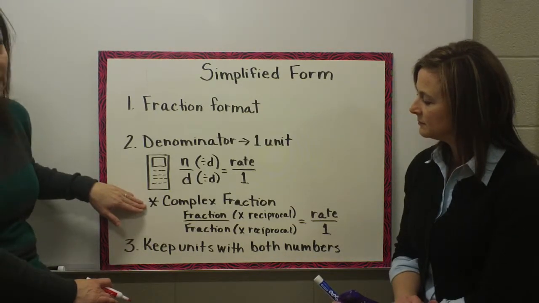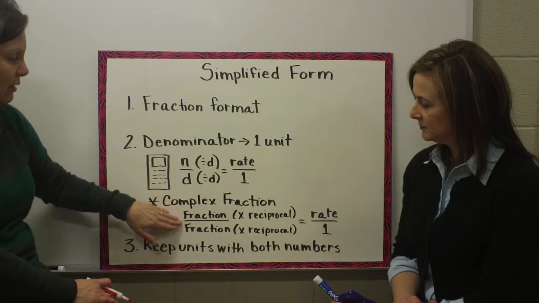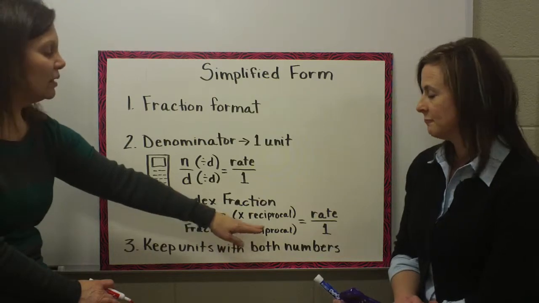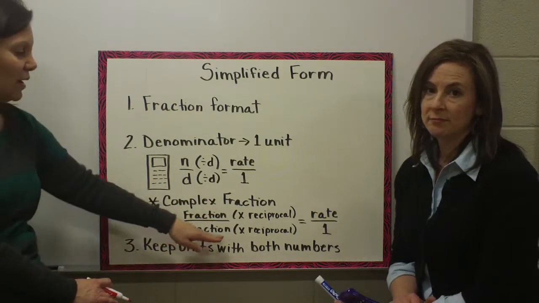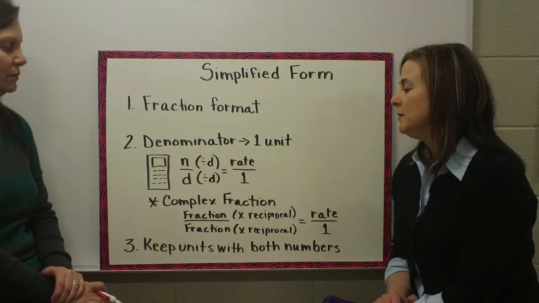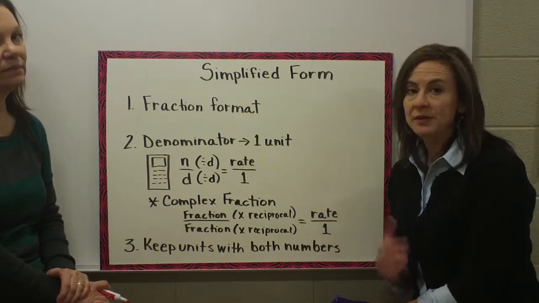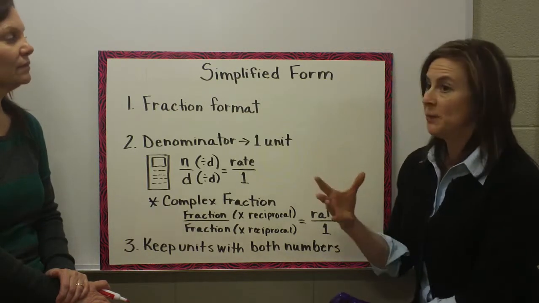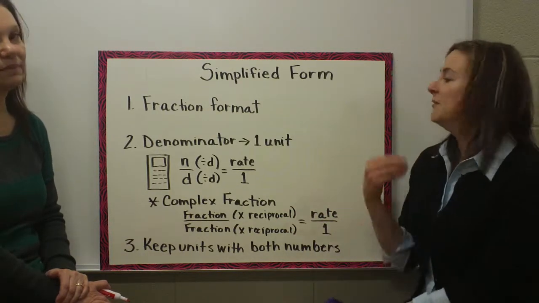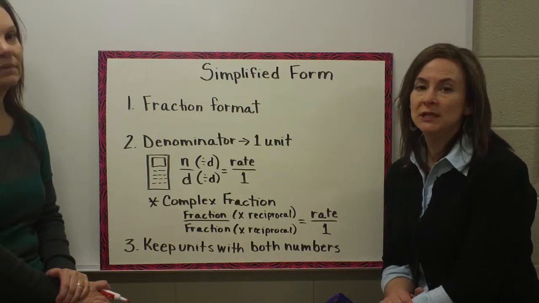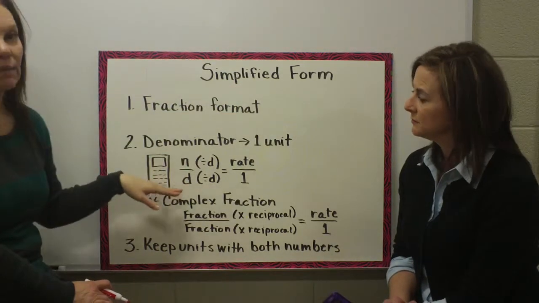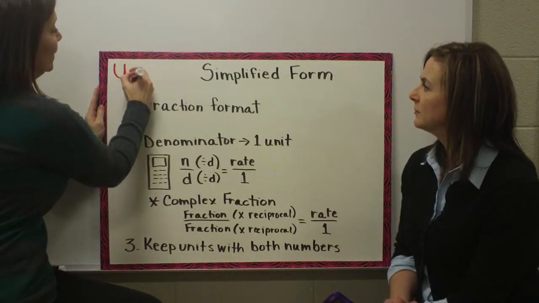If you have a complex fraction, so you have a fraction, and another fraction, remember we're going to multiply by the reciprocal, the same as we did with our ratios. That way our bottom number will end up with 1. Then you want to make sure that you keep the units with both numbers. If you say 3 to 5, you're not going to understand what you're talking about. But if you add the units, that's going to give you a clearer picture. Now another way of saying simplified form when we're talking about rates is to call it a unit rate.